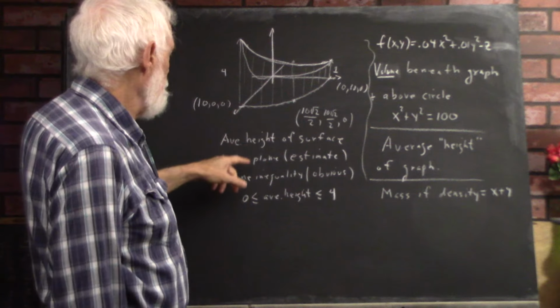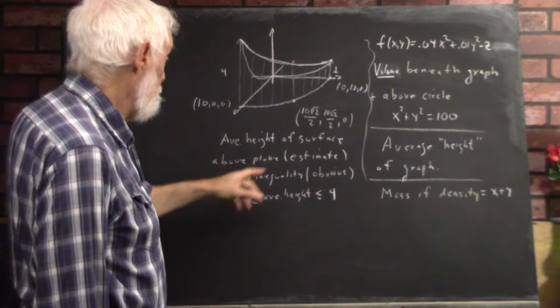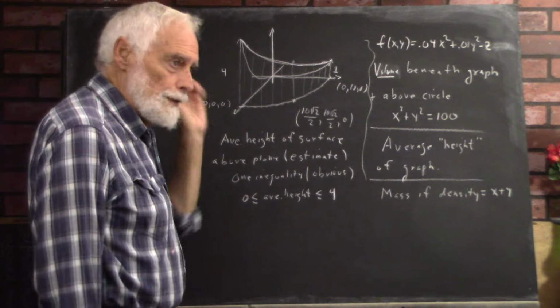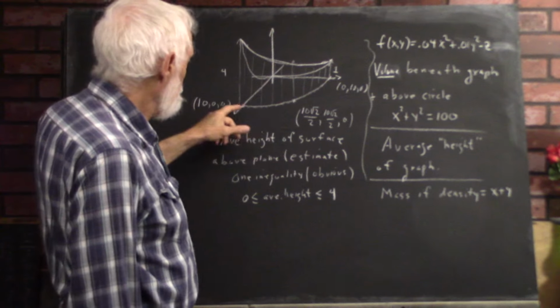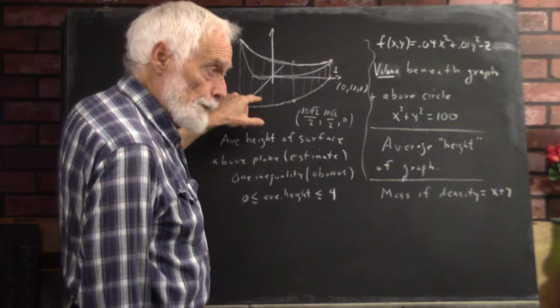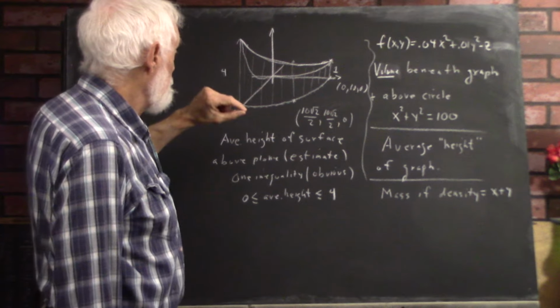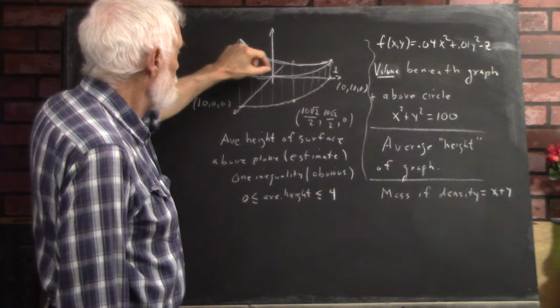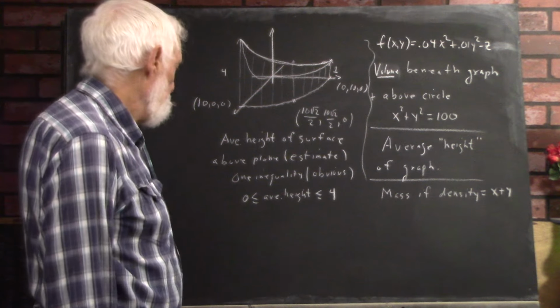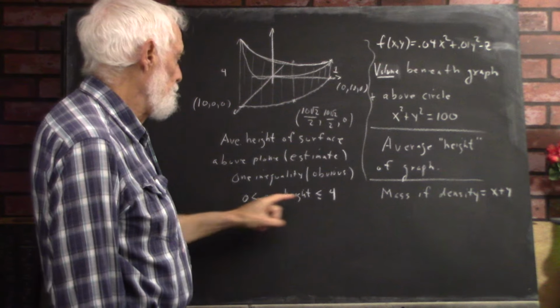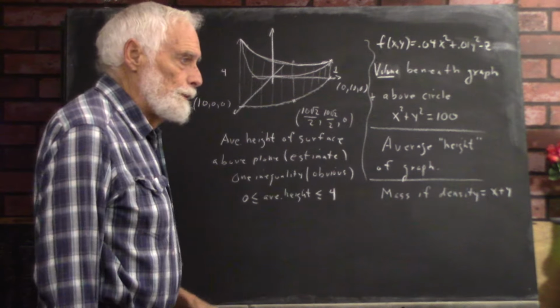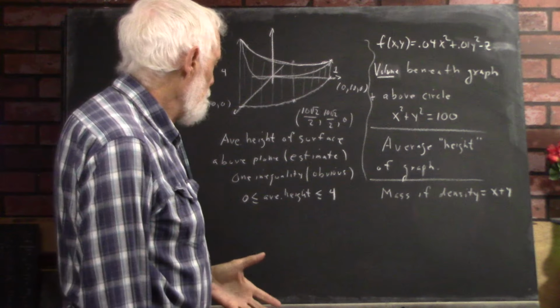And we ask, what's the average height of the surface above the plane? An estimate of the average height. We use the idea that if you have 100 raindrops that fell within this region of the plane down here, what would the average height of the surface above those raindrops be? And I gave one obvious inequality. The average height is between 0 and 4. And we asked for a reason why that would be.